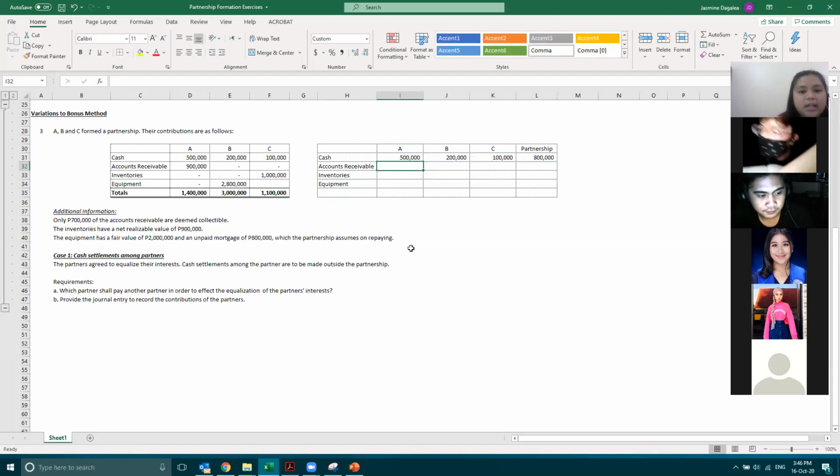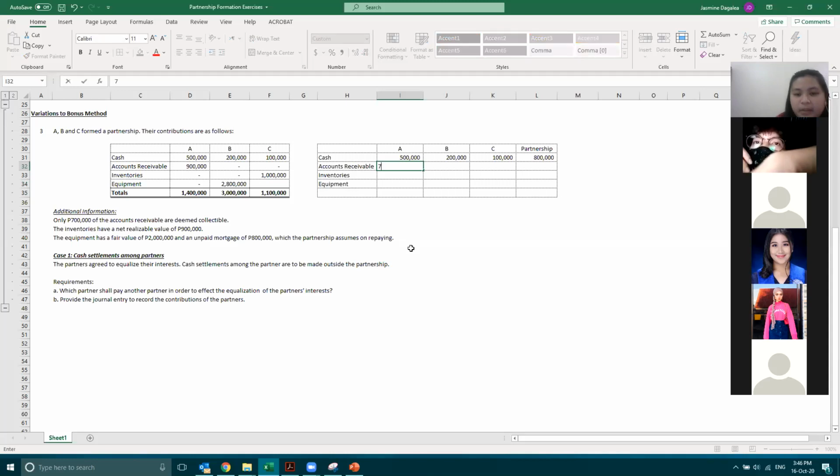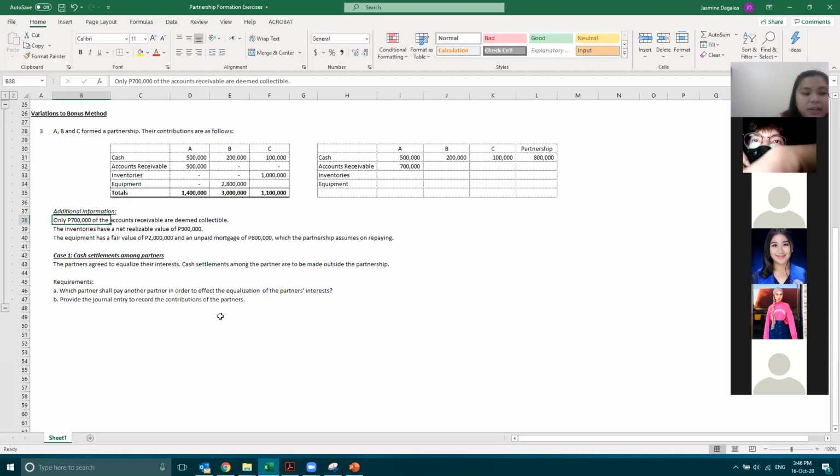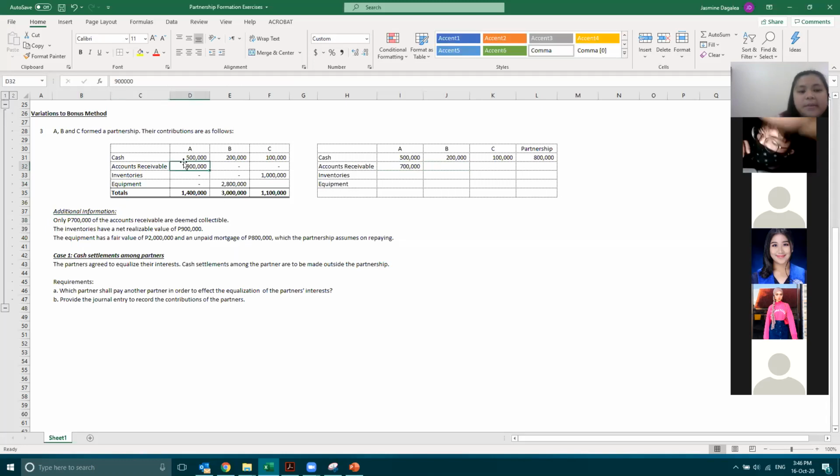Magkano yung receivable na i-extend natin sa partnership? 700,000, ma'am, para kay partner A. Kasi sinabi, only 700,000 of the accounts receivable are deemed collectible. Huwag niyong kalimutan 'to. Huwag basta-basta ilagay 900,000. 0 kay B, 0 kay C. So, yung extend na value ng accounts receivable is 700,000.